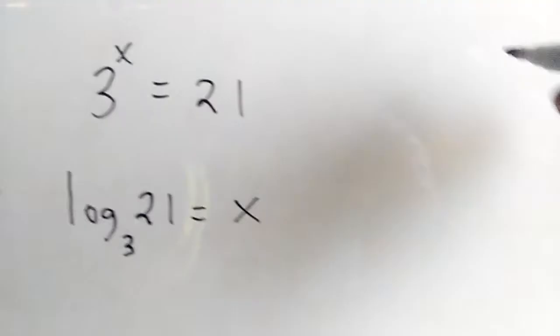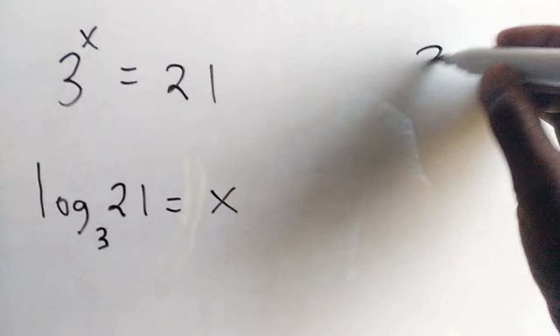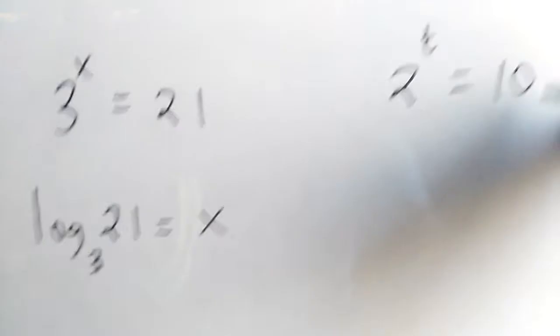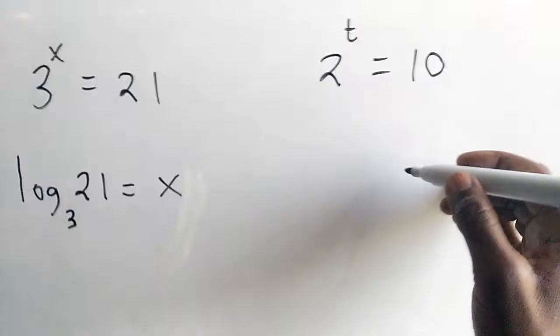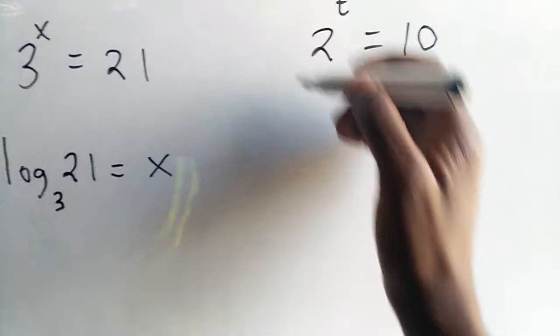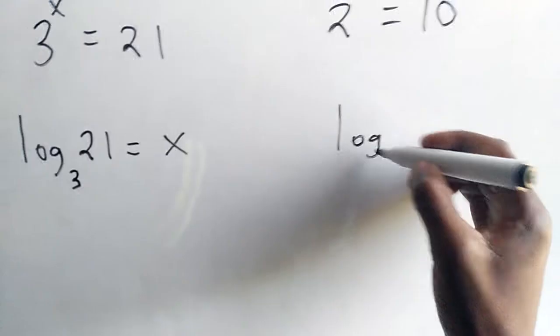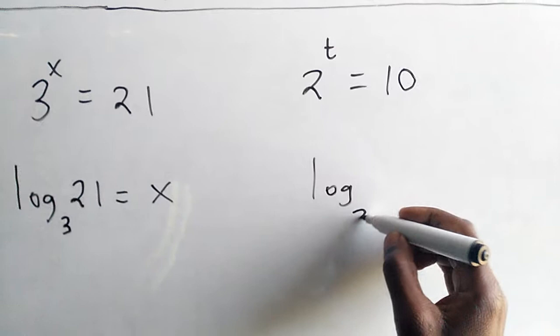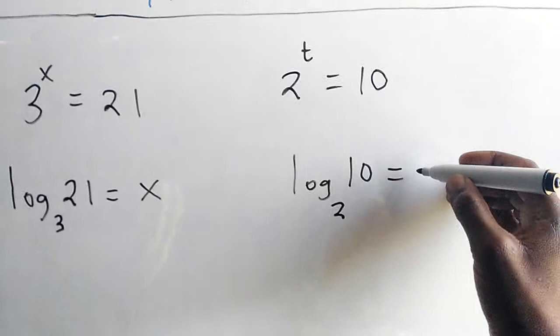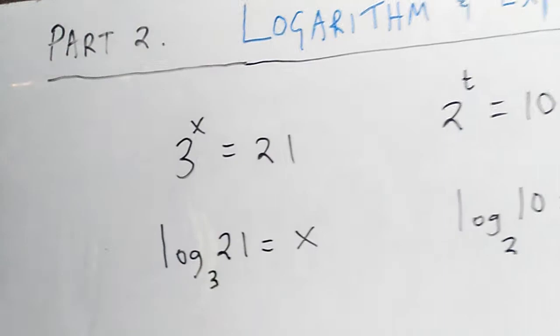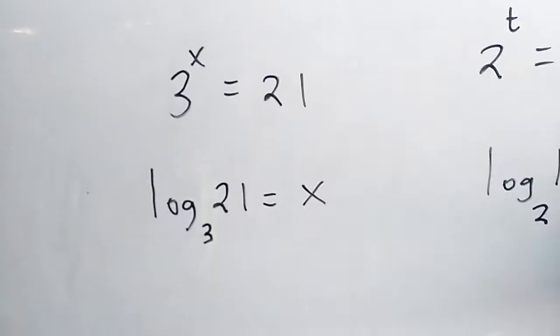If we had another one, 2 to the power of t being equal to 10, you'd say the one raised to the power of a letter, you drop it like that, and then bring the 10, and then equate it to the letter, like that. Okay? This is leaving exponents in logarithmic function.